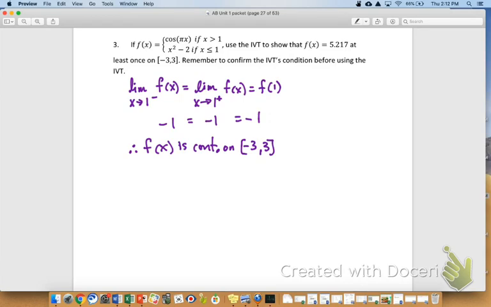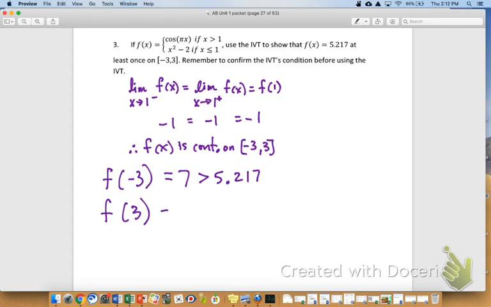So I would do this just as a try-it-out sort of idea. I'm going to try out f of -3. F of -3 would be the parabola. It would be 7. Now, how does 7 relate to my target value? It's greater than. Bigger, yep. So I'd say bigger than 5.217. And then I'd just try the other endpoint, not because there's anything special about endpoints. I'm just going to try those out and see what happens.